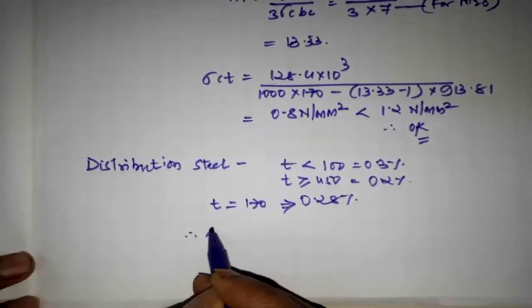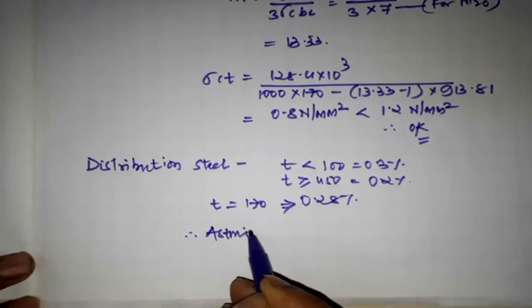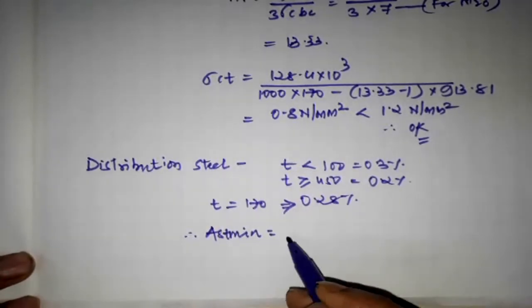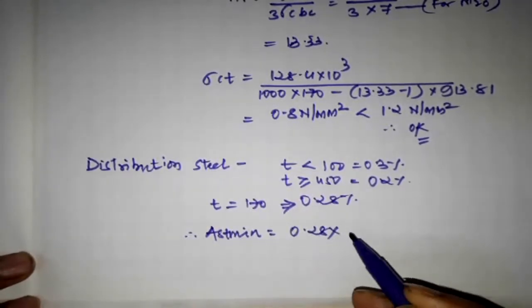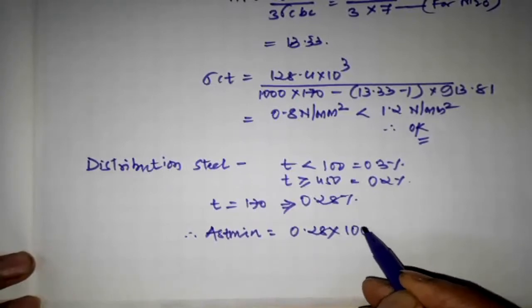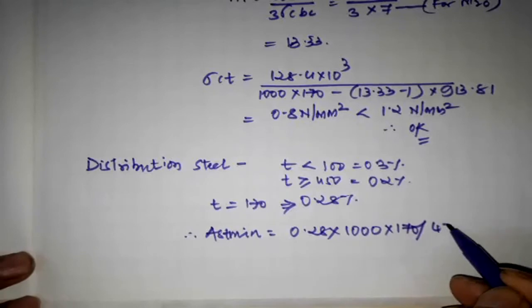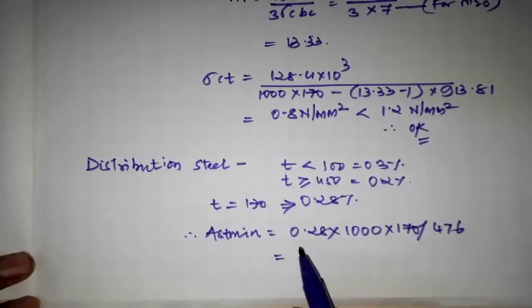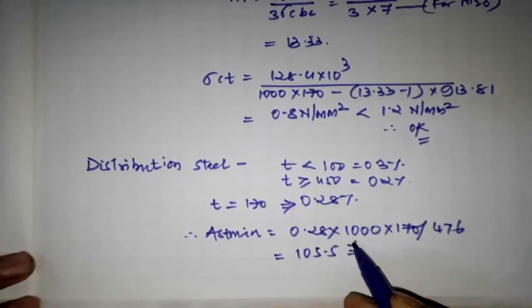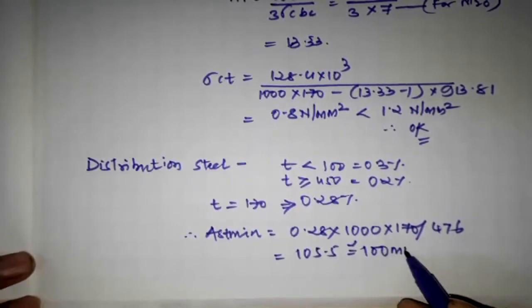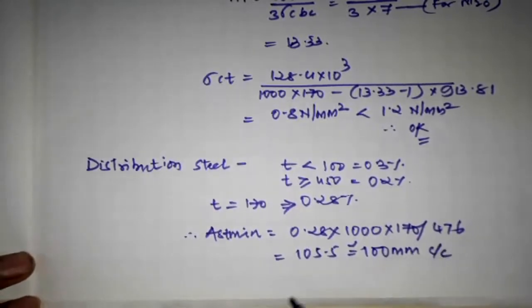So therefore AST minimum is 0.28 into 1000 into 170 divided by 476. So we get here 105.5. So let's say 100 mm center to center. So this is for distribution steel.